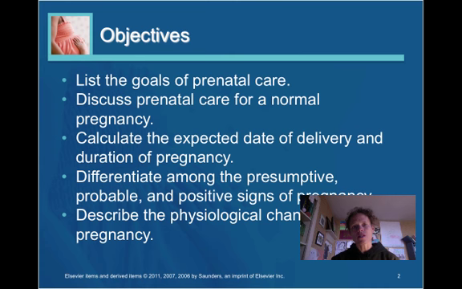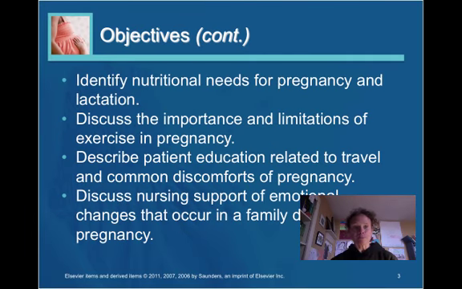The first couple of slides are going to discuss the objectives for this particular chapter. We're going to be focusing on the goals of prenatal care, discuss prenatal care for a normal pregnancy. I really want you to learn the way in which you calculate the expected date of delivery and the duration of pregnancy. I want you to be able to differentiate between presumptive, probable, and positive signs of pregnancy, describe the physiological changes of pregnancy, identify nutritional needs, discuss the importance and limitations of exercise in pregnancy, describe patient education related to travel and common discomforts, discuss nursing support of emotional changes that occur in the family during pregnancy.